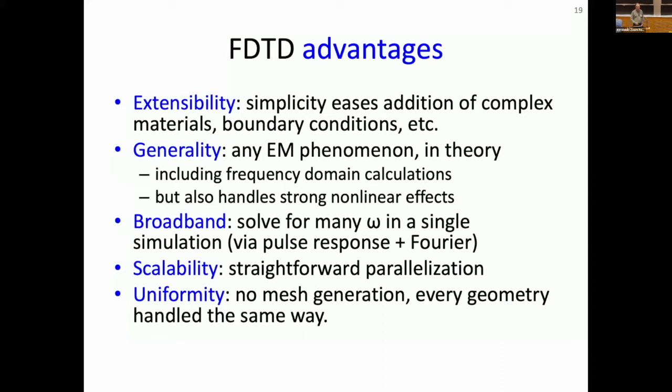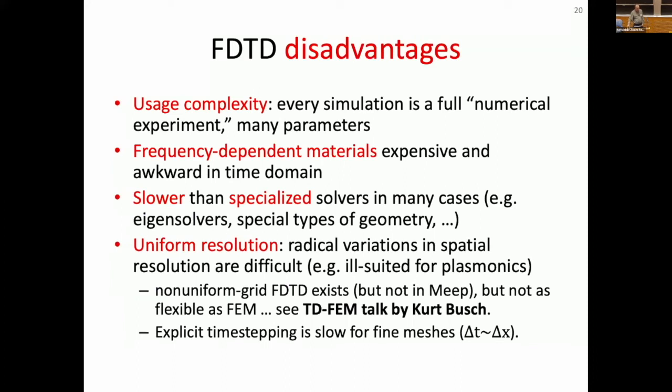It's also uniform. There's no mesh generation step. You don't have to worry about where your triangles go. There's just one grid with one resolution. So you specify one number, which is the resolution, and you crank that up until it converges. So that makes it relatively simple to use and to put in. You can put in objects anywhere you want, and it doesn't change the grid. That's also a disadvantage, right?